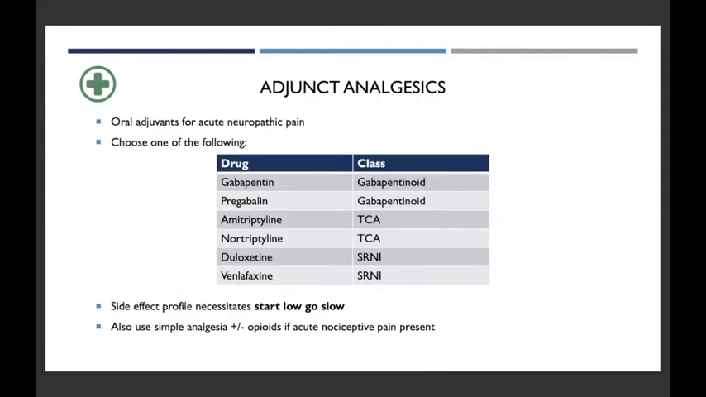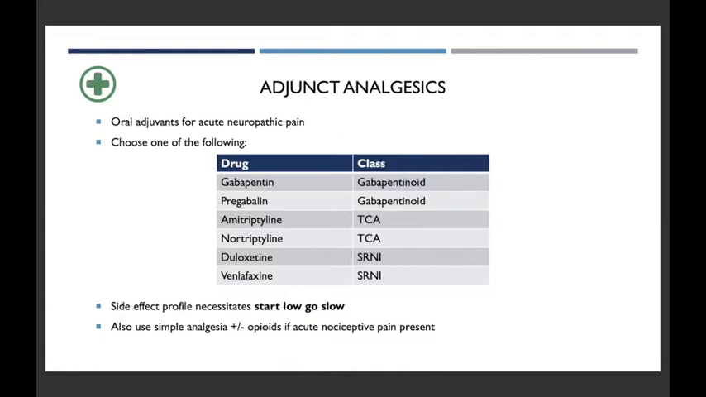In terms of our adjunct analgesics, the things that we can add on in addition, these are typically used for neuropathic pain, but also just pain we can't control. So there are 3 main classes that are presented in the eTG: the gabapentinoids, which are anticonvulsants, so gabapentin and pregabalin; tricyclic antidepressants of amitriptyline and nortriptyline; and the SNRIs of duloxetine and venlafaxine.